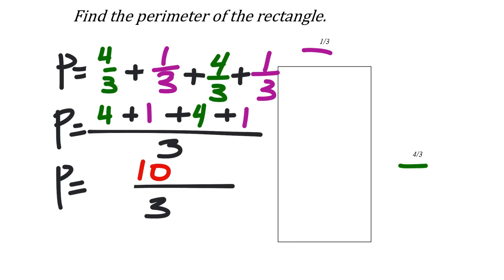We'll clean this up a little bit. 10/3. Now, if the 1/3 and 4/3 was labeled, we would want to label the perimeter. But it's not. So, I mean, if you wanted to put units, that's fine. I'm not going to worry about it for now, though. Okay? And yeah, again, you'd want to check that on the calculator.